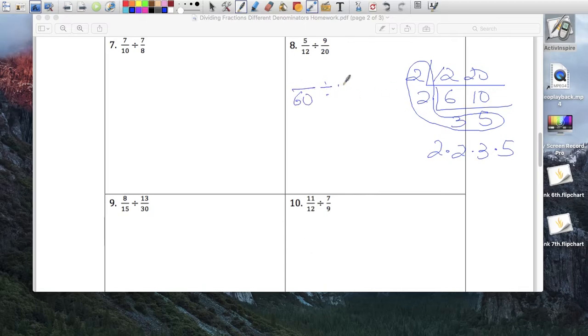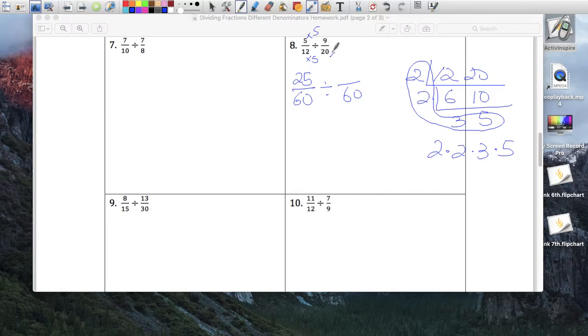I change both fractions to 60ths. All right. How did this 12 become a 60? I multiplied 12 times 5, so I'm multiplying the top times 5. And 5 times 5 is 25. So another way of saying 5/12 is to say 25 over 60. Another way of saying 9 over 20 using 60.